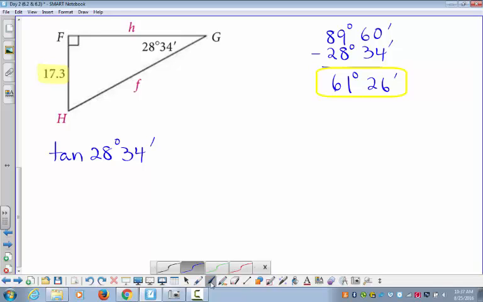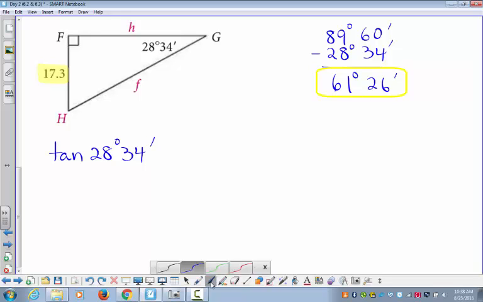Okay, so we wouldn't want to use what function if we were focusing on 28 degrees, 34 minutes? We wouldn't want to use which trig function? Cosine, because cosine is adjacent over hypotenuse. And when we're at angle G, adjacent is h, unknown. Hypotenuse is f, unknown. So we wouldn't want to use cosine of that, but we could certainly use sine.